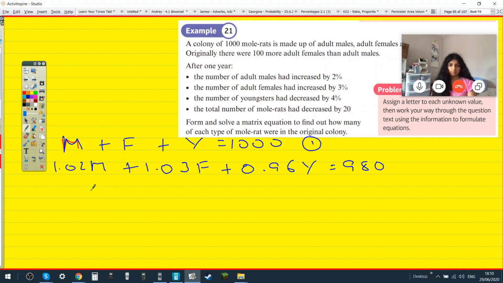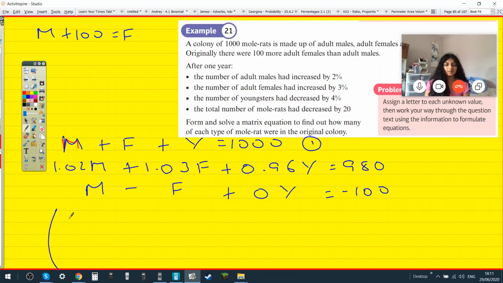And then the way I'd rewrite the first one, the adults, so I'll just write it up here. We said males plus 100 gives you females. You could say males minus females plus 0 youngsters equals minus 100. But it's not 0 youngsters, so. How many youngsters up here? Oh, 0. Yeah, that's true.